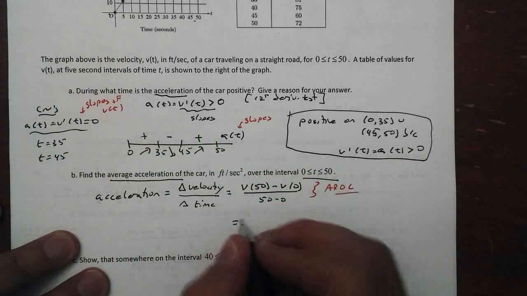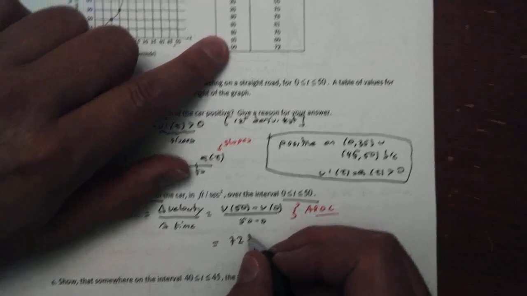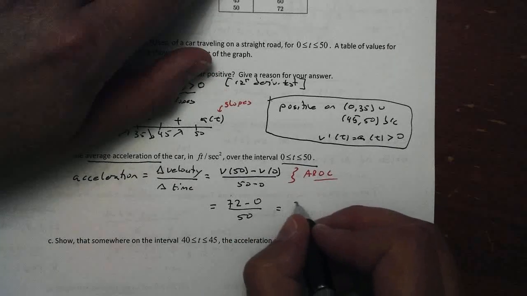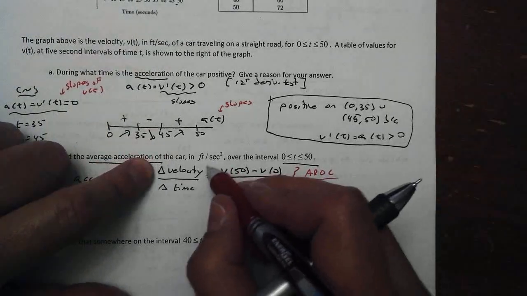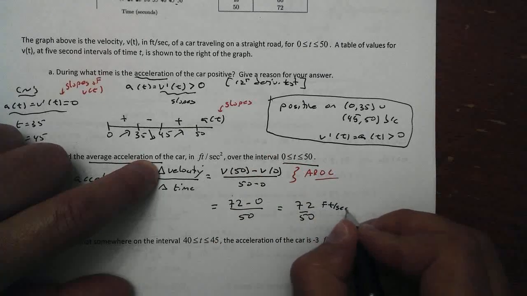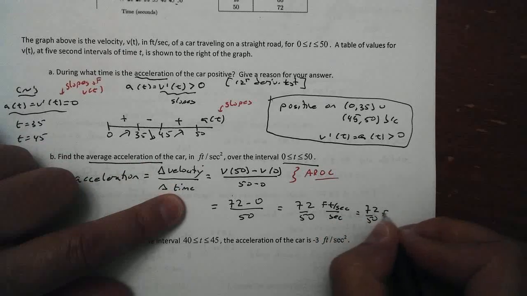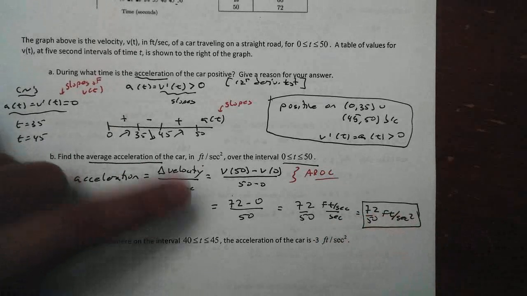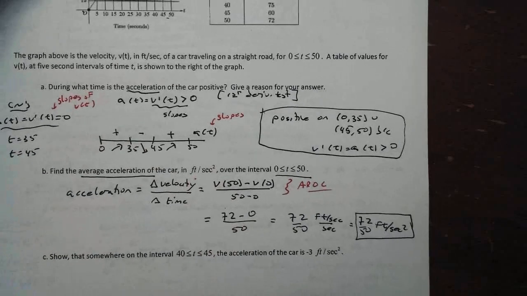So let's go ahead and get this. v of 50, according to our chart, is 72, minus v of 0, which is 0, over 50. And we get 72 over 50. Don't worry about simplifying. Velocity is in feet per second, so this is feet per second over seconds, which is going to be 72 over 50 feet per second squared. And there's your answer. Man, hard to believe these were on the AP. I mean, think about it. These were AP questions. Easy to do.